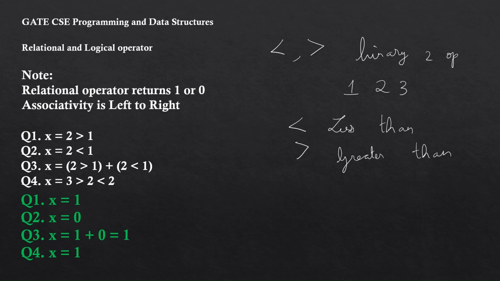So what does this relational operator do? These two operands, what you give, it is doing a comparison. That is, A is less than B, and it returns the relation between them. It either returns true or false. So if A is less than B, true means 1. If A less than B is false, it means 0.